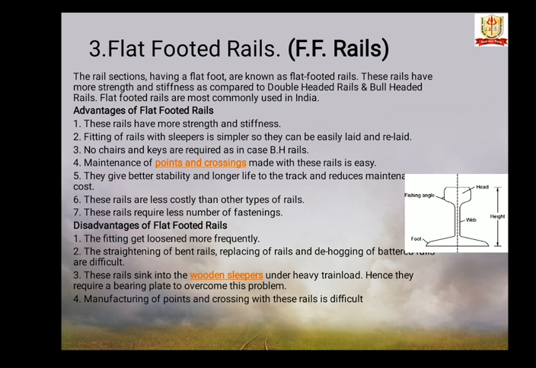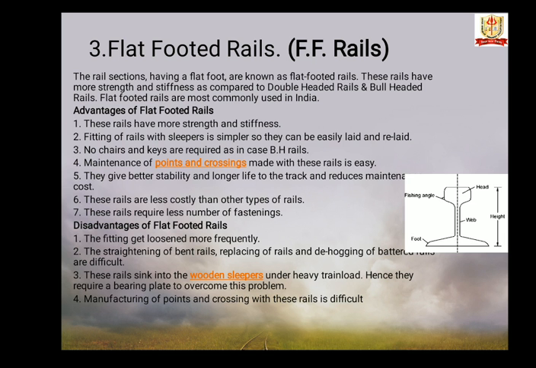Advantages of flat-footed rails: these rails have more strength and stiffness. Fitting of rails and sleepers is simpler, so they can be easily laid and relaid. No chair keys are required as in the case of BH rail. Maintenance of points and crossings made with this rail is easy. They give better stability and long life to track and reduce maintenance cost. These rails are less costly than other types of rails. These rails require a smaller number of fastenings.